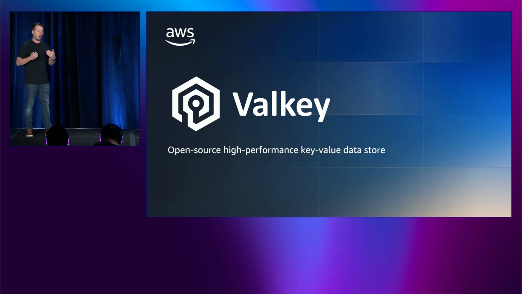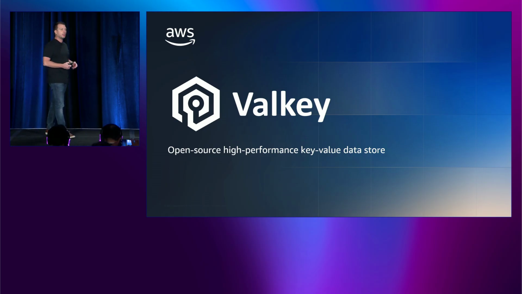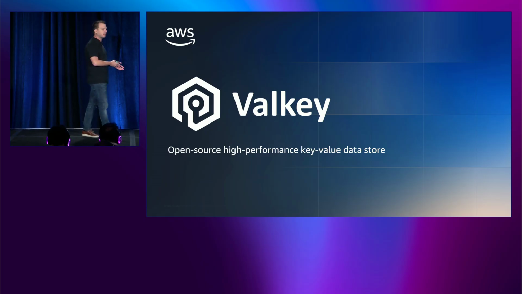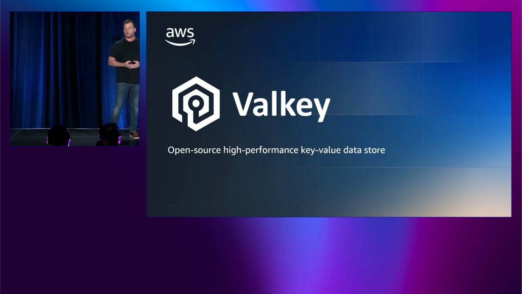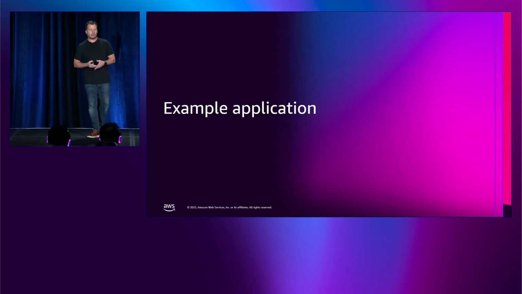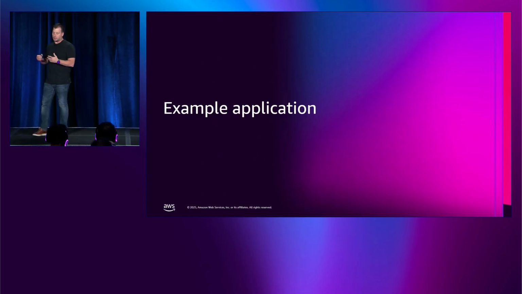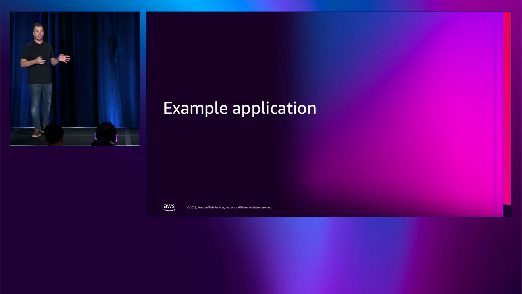Valkey is an open source, high performance, key value data store. It was forked from Redis open source last year when Redis changed the license. And last year we also announced that ElastiCache and MemoryDB support the Valkey engine. So today, all the examples will be based on the Valkey engine.